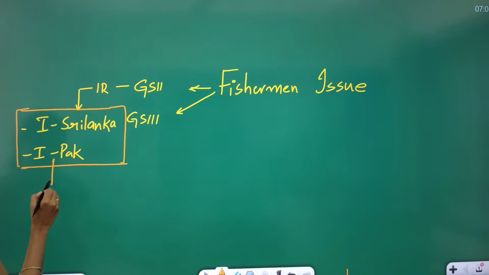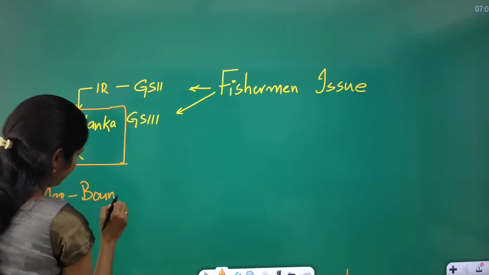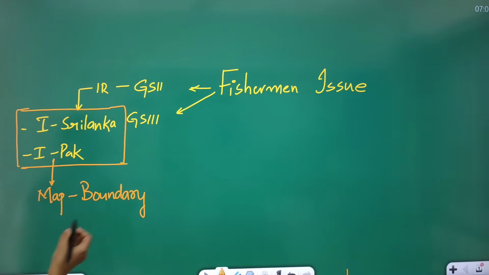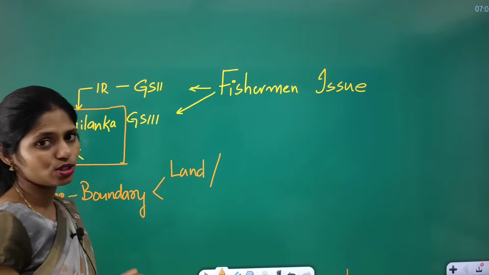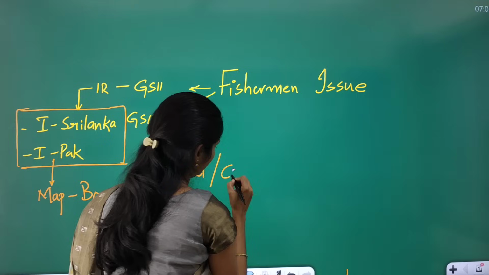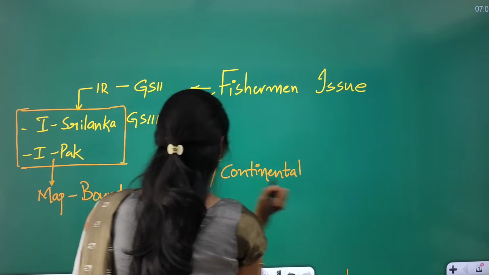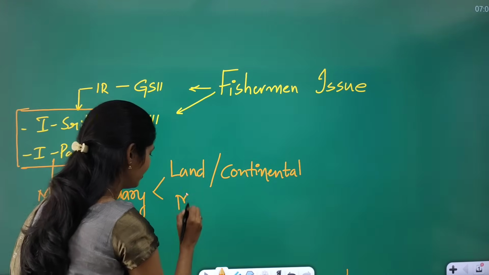So here one more dimension is that you have to see the map. In the map you have to see the boundary line. In this boundary, again there are two types. The first one is the land boundary, which is also called the continental boundary. And the second one is the boundary in water, which is called the maritime boundary.